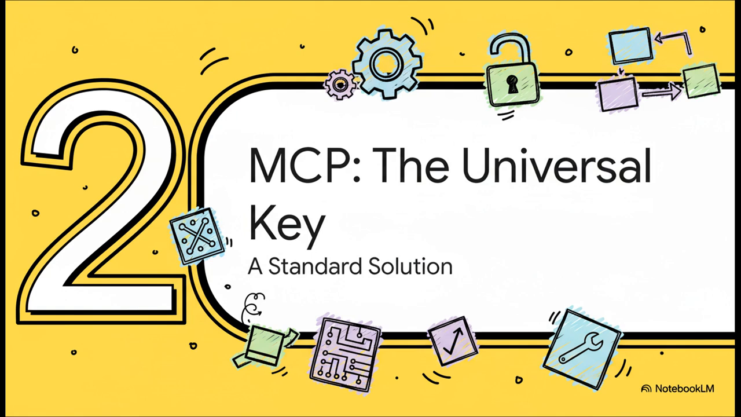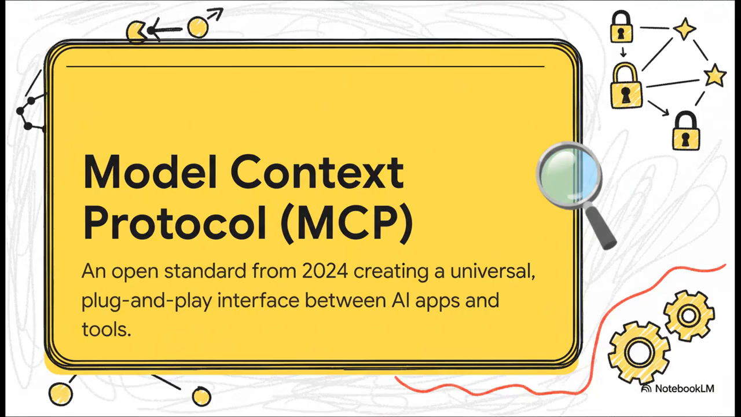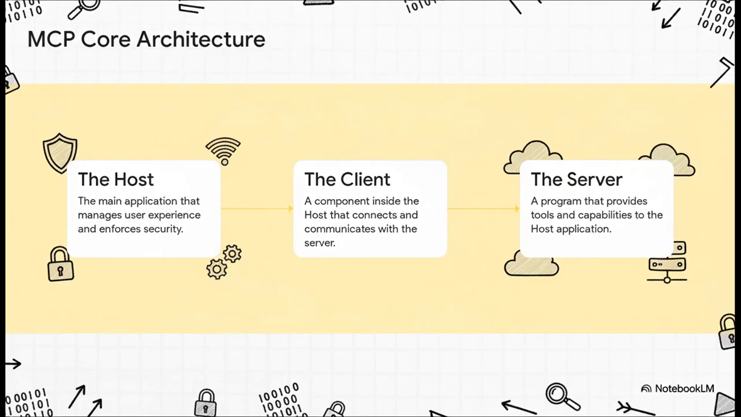So how do you fix a nightmare like that? Well, you stop building custom everything, and you create a universal standard. A single universal key that can unlock any tool for any model. And that brings us to the Model Context Protocol, or MCP. It's a new open standard that just came out in 2024, and its whole goal is to be that universal interface. So instead of a million different custom connectors, MCP creates one common language that AI apps and tools can use to talk to each other. Simple as that.